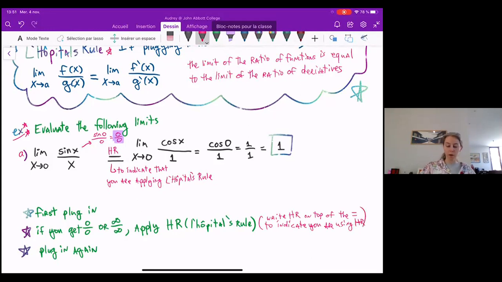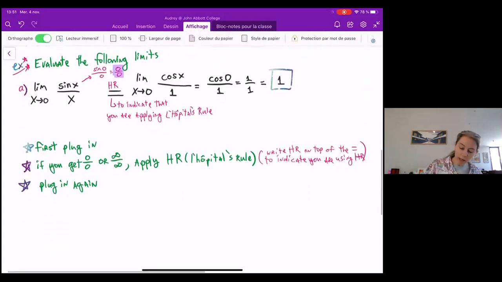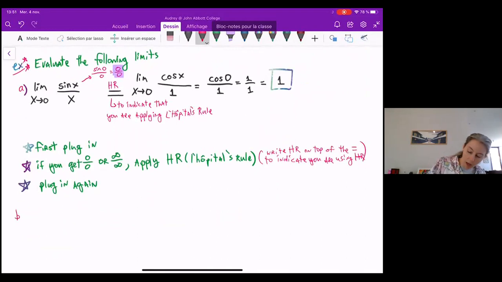Okay, so next example. We're going to keep going with a simple one, but this one's going to give us some things that we need to know about natural log. So the limit as x goes to 1 of natural log of x over x minus 1. The first thing that we do is we plug in. And when I plug in, I'm going to get ln of 1 over 1 minus 1.